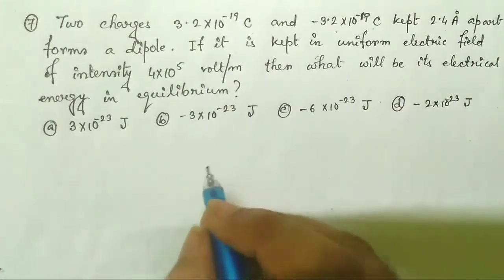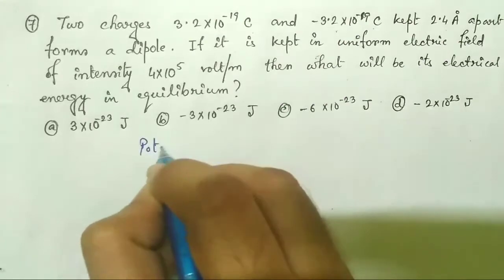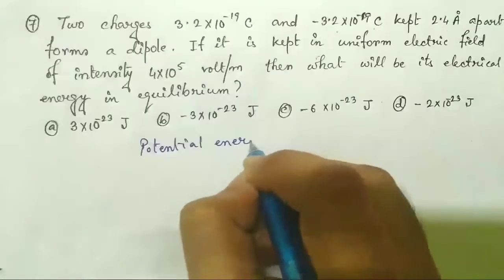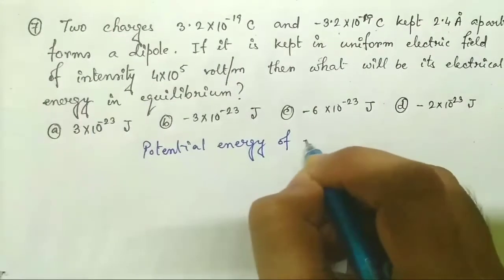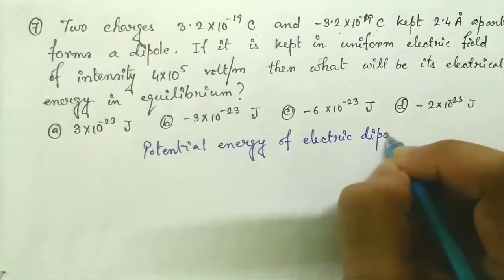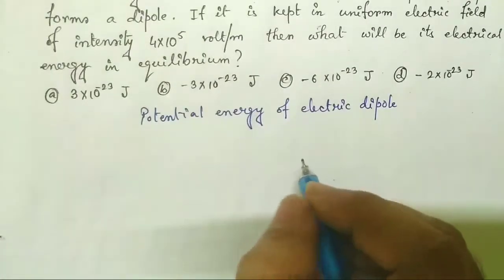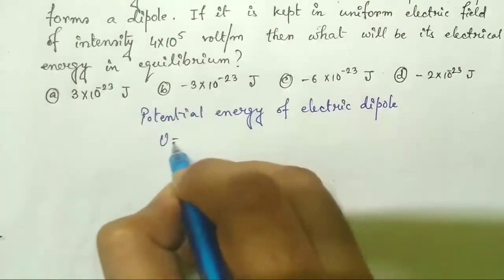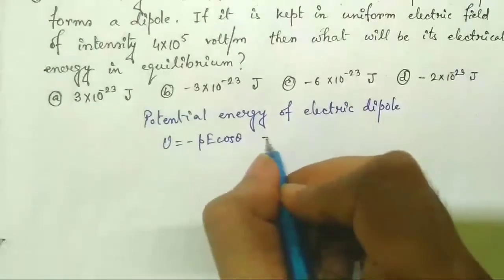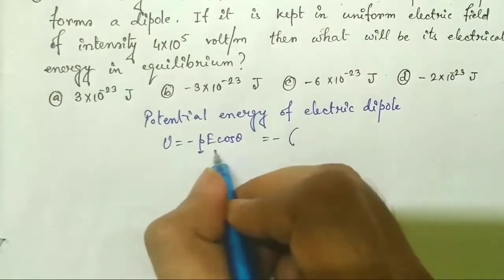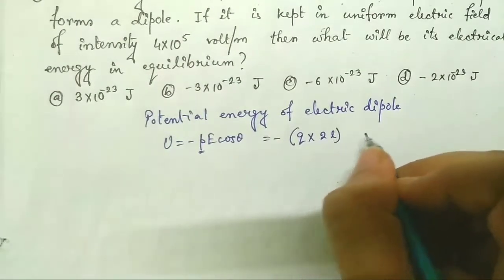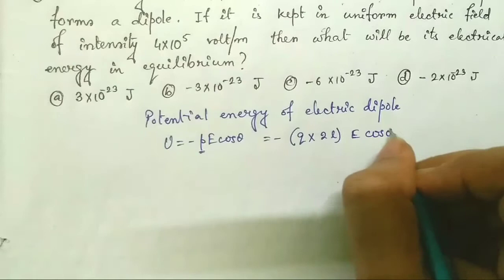Okay, the potential energy of an electric dipole is given by U is equal to minus PE cos theta. What is the value of P? This is the dipole moment, that is Q into twice L, into E into cos theta.